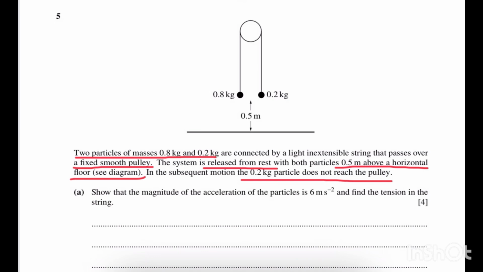For part A, we need to show that the magnitude of the acceleration of the particles is 6 meters per second squared, and we need to find the tension in the string. So in order to find the tension and the acceleration, first we need to be sure of the direction of the tension as well as the direction of motion.